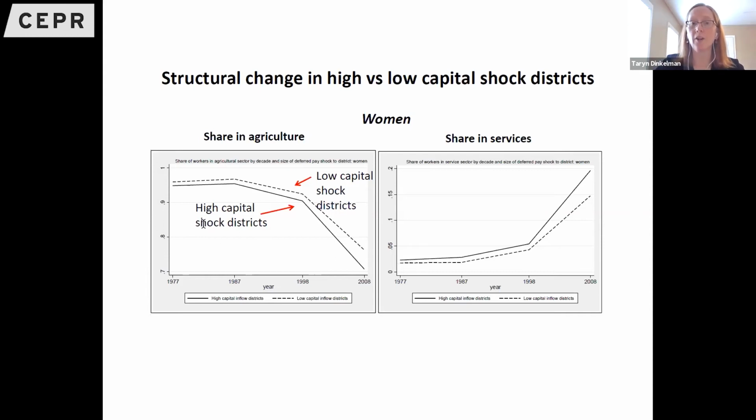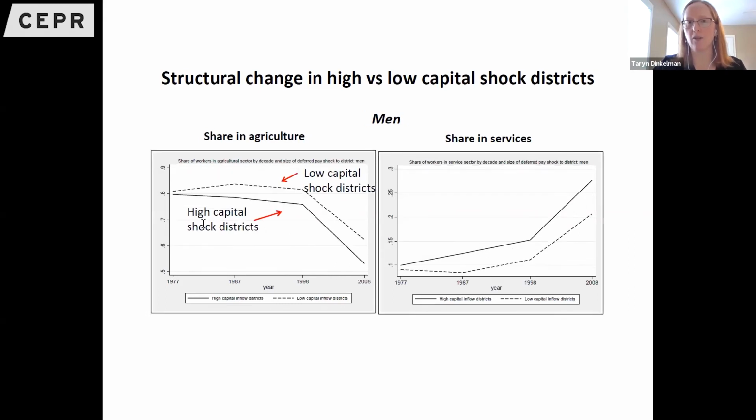So you can see here that all of these districts are being affected in some way or other by this migration. It's very prevalent throughout the country. All of these districts see women shifting out of agriculture, but that shift is larger in the high capital shock districts, okay? And the shift into services is larger to a high level in the high capital shock districts.